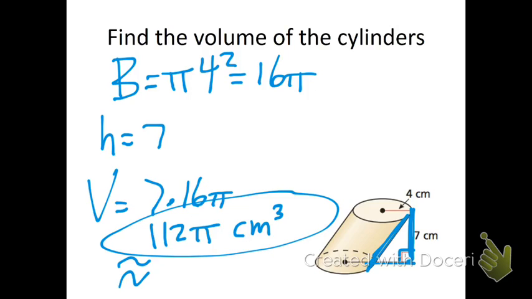If you wanted to approximate that, you can multiply 112 by pi, and you'd get the volume is around 351.7 cubic units.